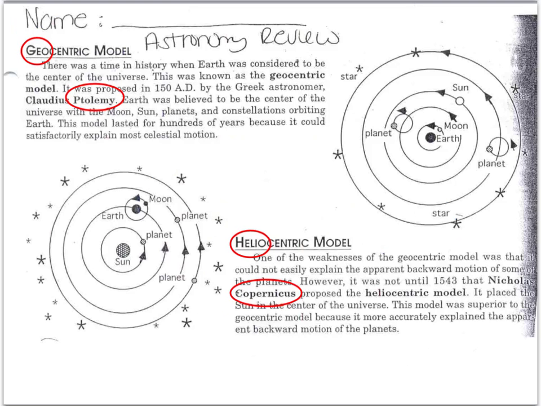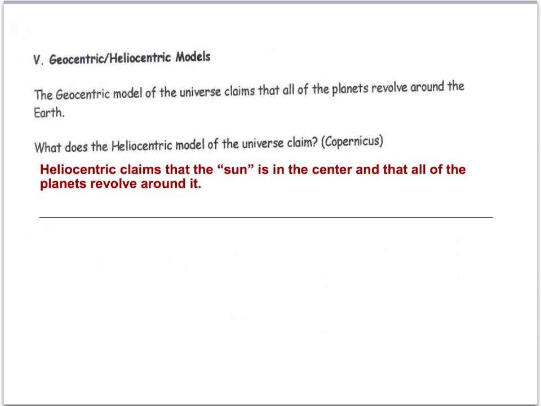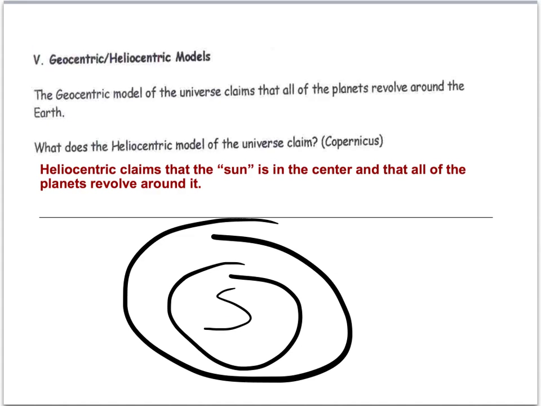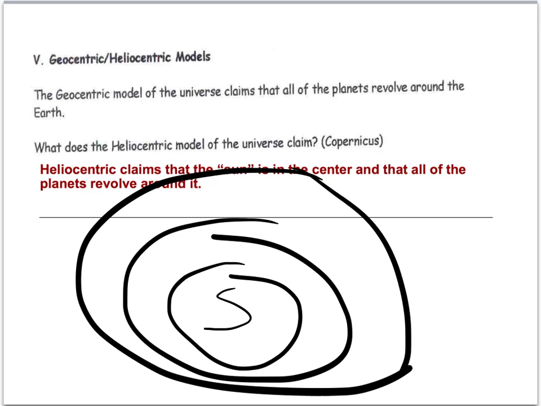You should know your astronomers. So Ptolemy is the one that believed that the Earth was in the middle, and he's always wrong. So Ptolemy's wrong. The heliocentric model was believed by Copernicus as well as Galileo, so they were both correct. It says, what does the heliocentric model of the universe claim? It claims that the sun is in the center. So if you see diagrams like this, that's good.